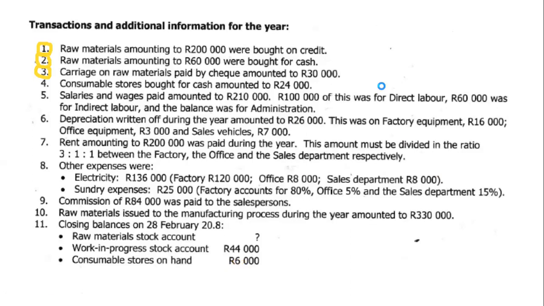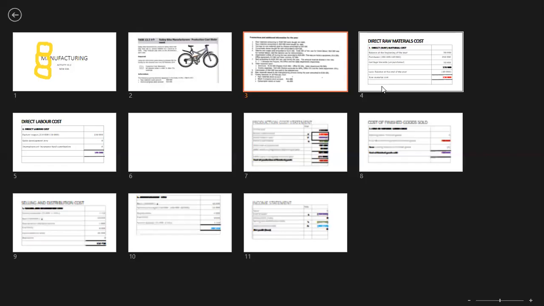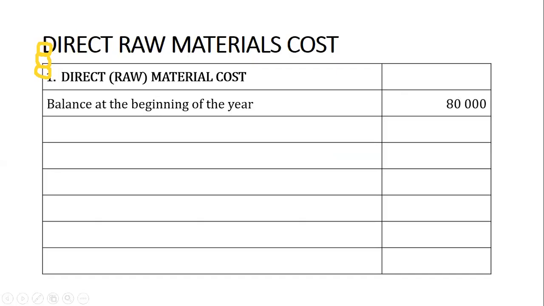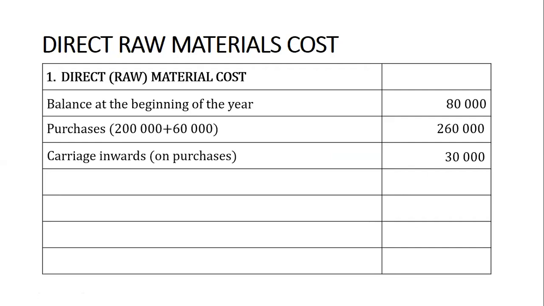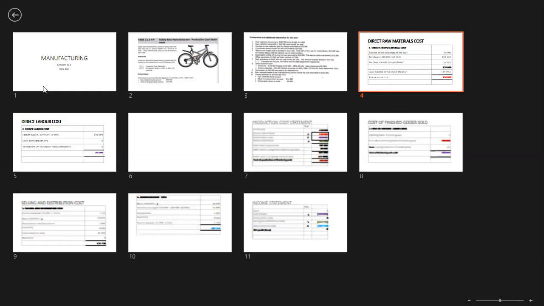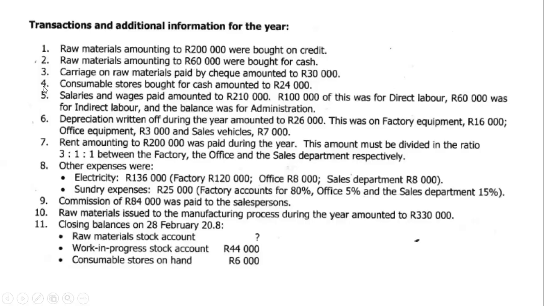Yes. Hence, you're going to go to your direct material node, and under purchases, you're going to add 200,000 plus 60,000 rand. 200,000 plus 60,000 rand will simply give you 260,000 rand, and that will be your net purchases. And then you will add carriage inwards, and your carriage inwards will be 30,000. Going back there, we have done number one and number two. Number three, what are we going to do with it? I mean, number four, sorry.